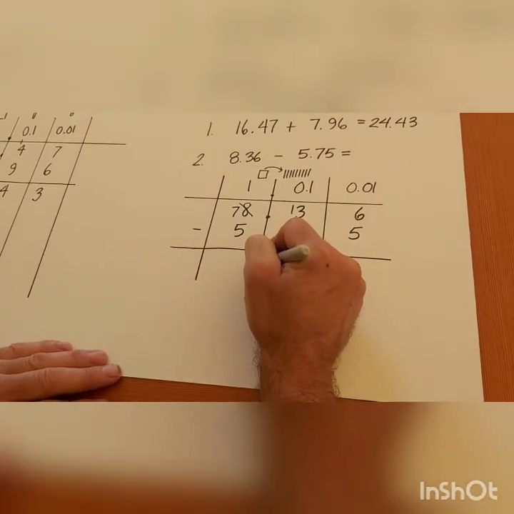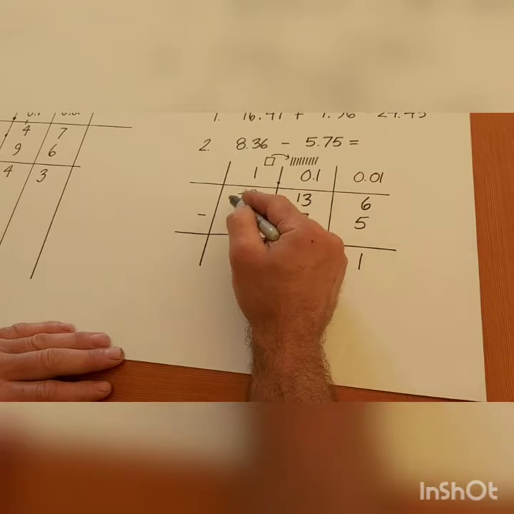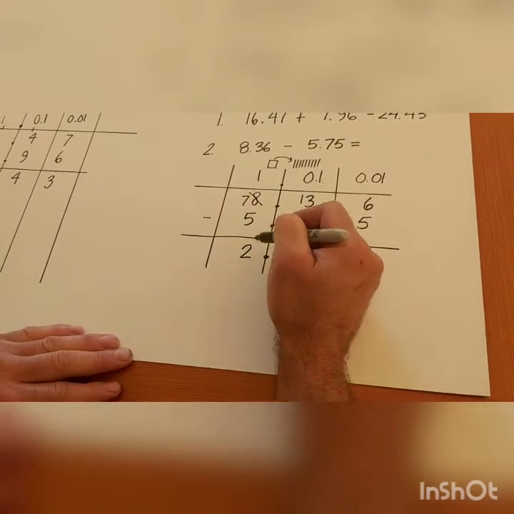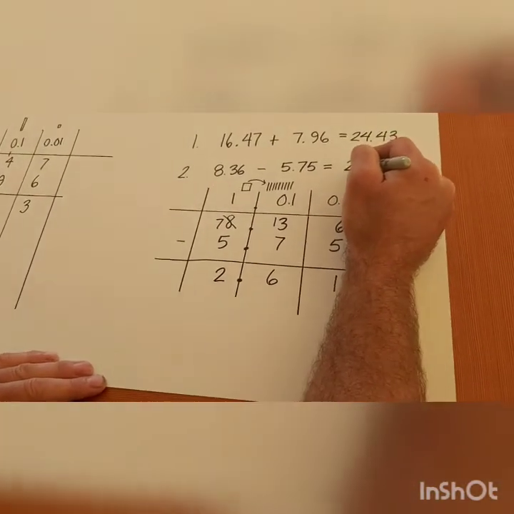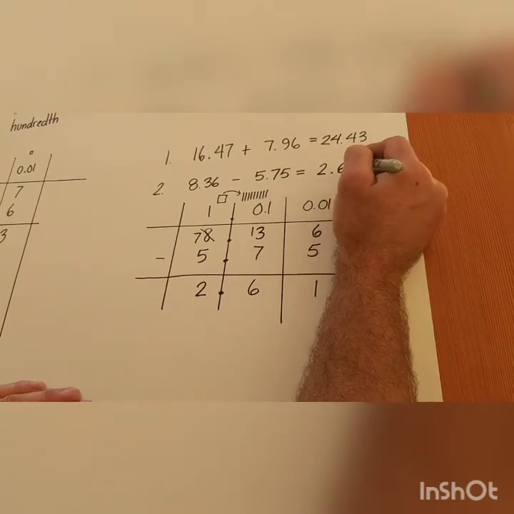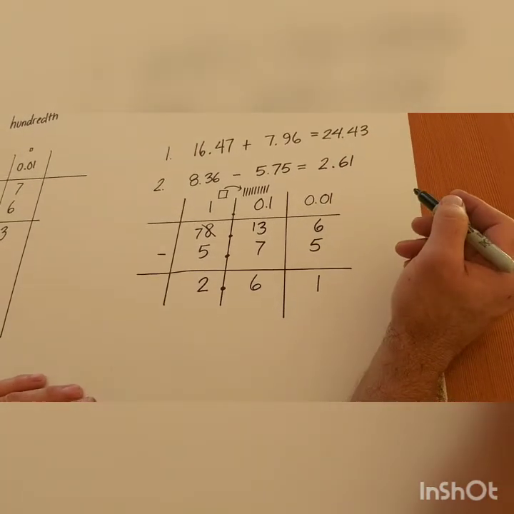I write my decimal on the line. And finally, 7 minus 5 is 2. So my answer for the question number 2 is 2.61.